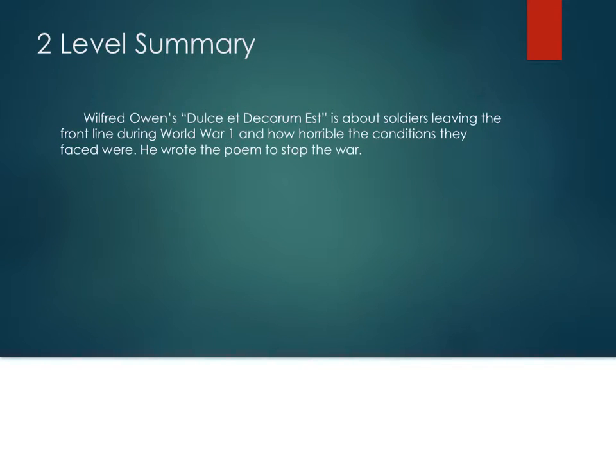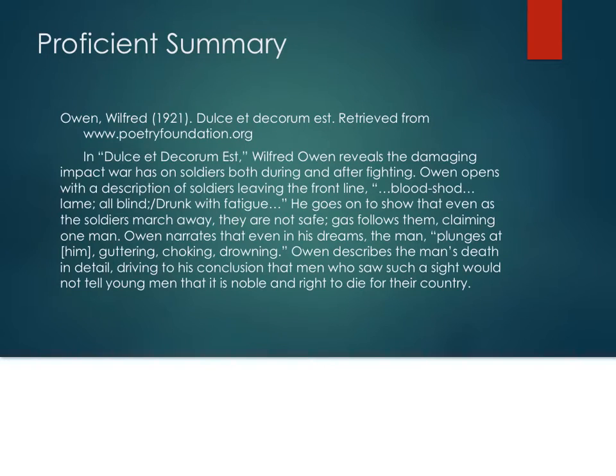A 2-level summary, again, we don't have complete identification. We still have Wilfred Owen, Dulce et decorum est, is about soldiers leaving the front line during World War I and how horrible the conditions they faced were. He wrote the poem to stop the war. So who, soldiers, what, leaving the front line. This is also where, were they leaving the front line during World War I is their time period, when, and then how horrible the conditions were. It was a bit of the why, and further on into the why, he wrote the poem to stop the war. This is still too short. There's more supporting detail that we need to include, and we do not have a complete identification.